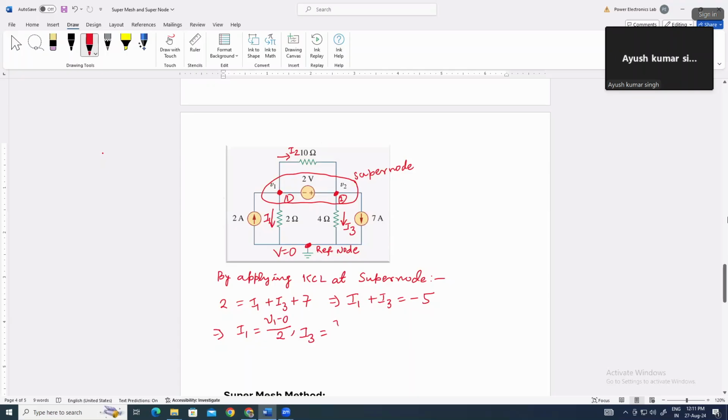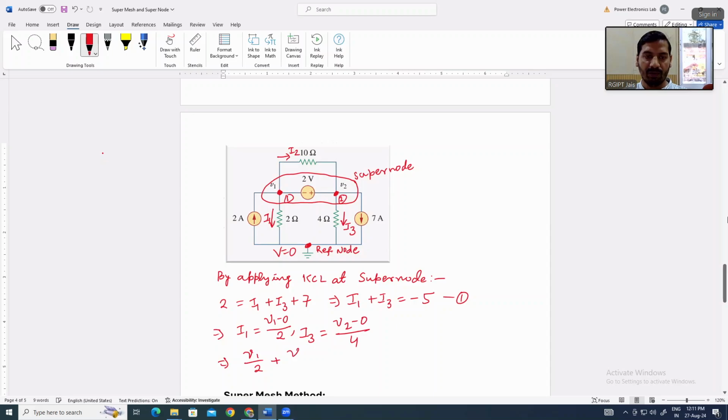V2 minus 0 by 4. Right. V2 minus 0 by 4. Simple. Very simple. So now we will put the value of V1 and V2 in the previous equation. Suppose this is equation number 1. If we put the values of I1 and I3, this will be V1 by 2, plus V2 by 4, is equal to minus 5. This is equation number 2.